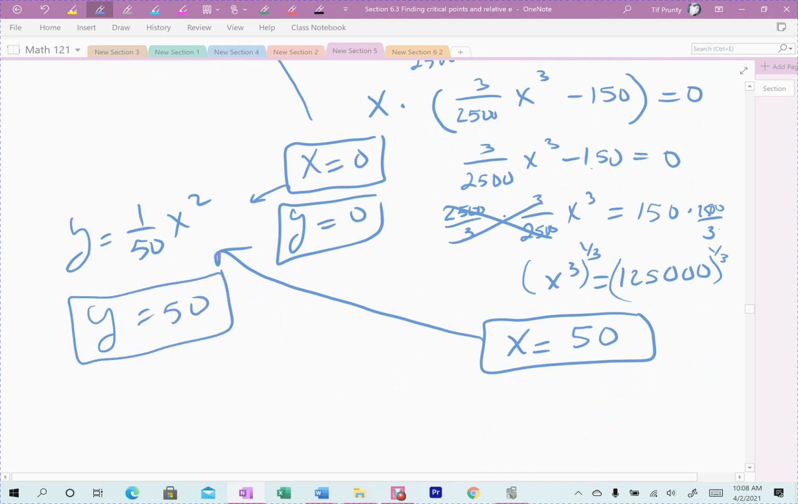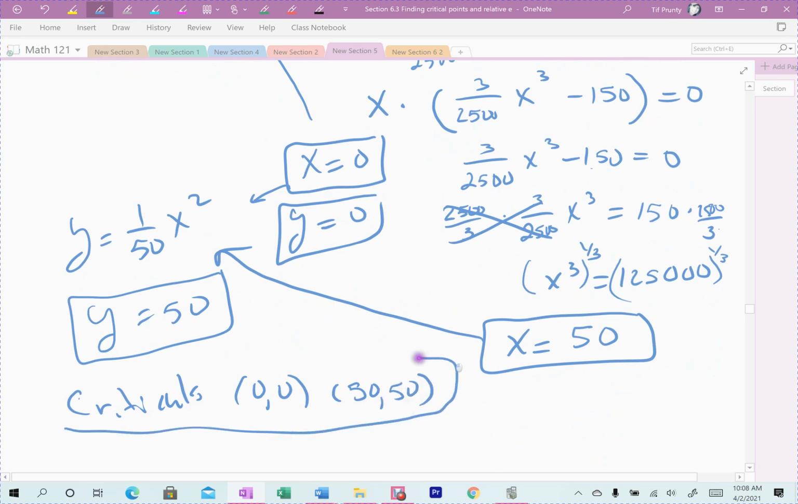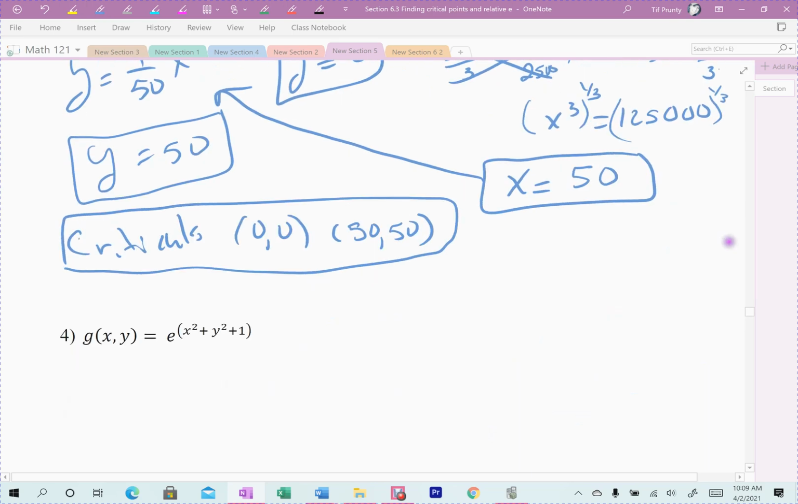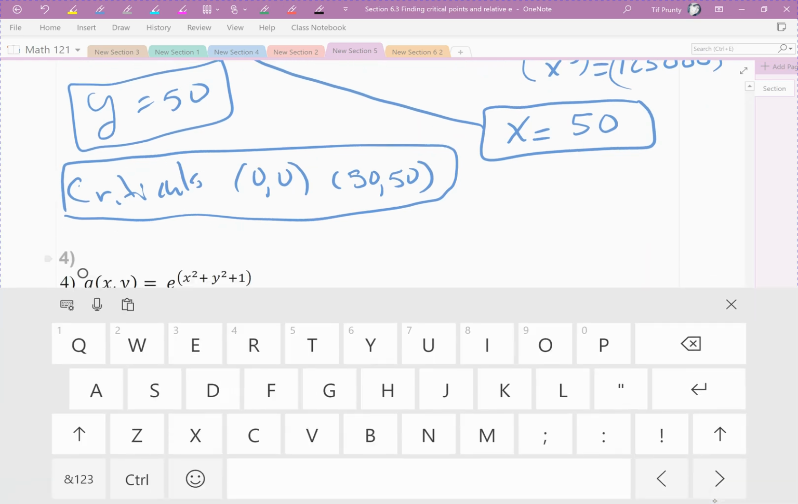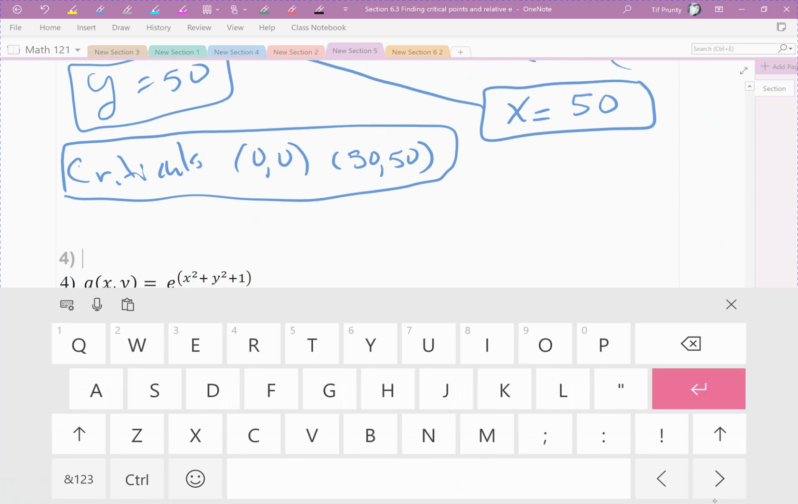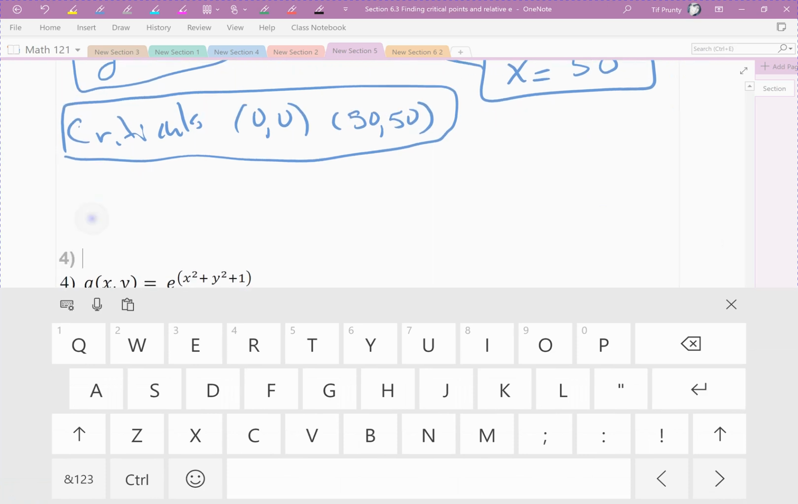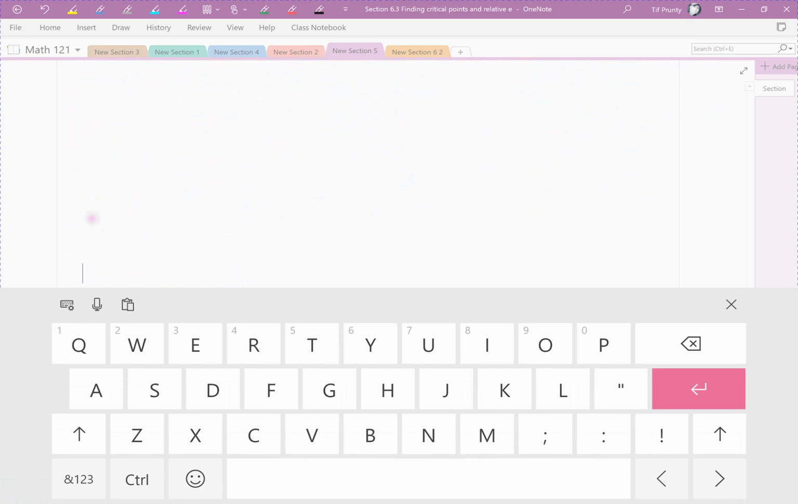That's why it really didn't matter which way I went, because it would give me the same thing if I had solved it the other way around. Alright, so I've got two critical points. I've got a critical point at 0, 0, and at 50, 50. Now the testing, which I didn't give myself enough room to test. Plenty of room there.